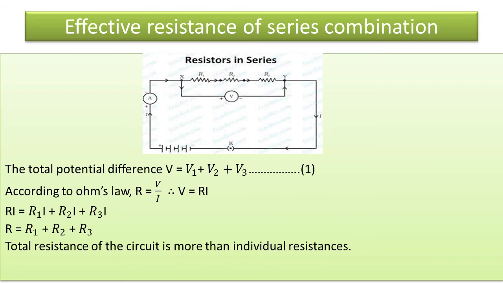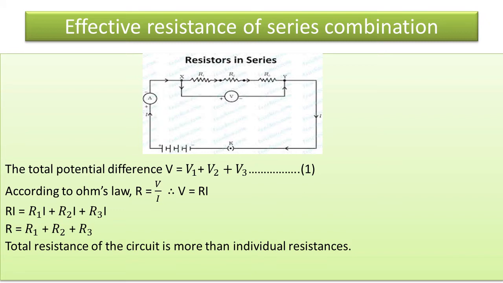That's why there is only one route available for the current to flow. So the same amount of current is flowing through all the three resistors. So keeping this in mind, let us write down our next step. So we have substituted V is equal to RI in equation number 1.